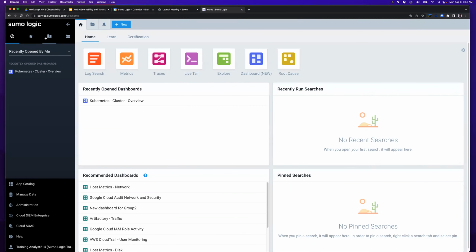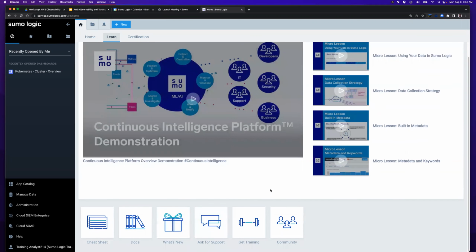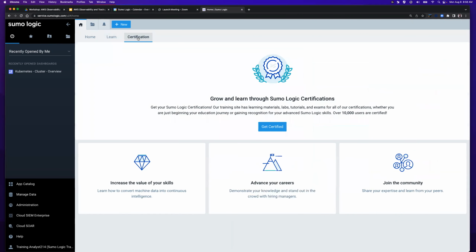A couple of things just while we're in here with just Sumo basics. There is a Learn tab. So as a reminder, if you want to learn more about Sumo, this is probably a good place to start. We have videos, documentation, all kinds of stuff. And then our certifications. If you haven't been told to be certified yet, you might be at some point. And so you can go in here and actually get certified. Take an exam. It's free for you, free for the company, your employer, or a customer's employer. And so it's a great way to prove your knowledge.